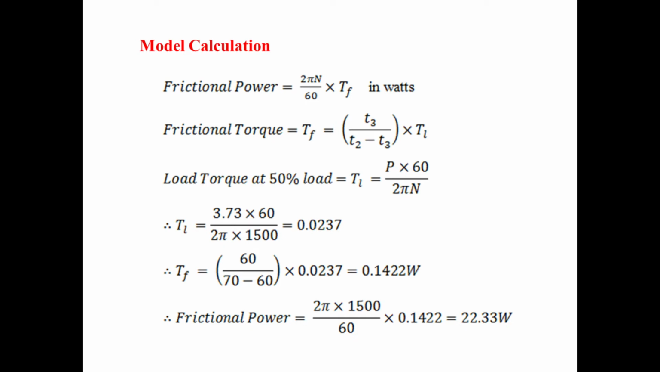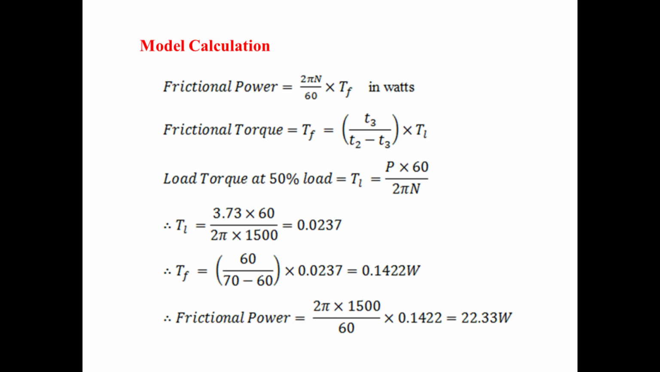The formula for frictional power in the retardation method is 2 pi N by 60 into Tf. Here Tf means frictional torque and it is equal to T3 by (T2 minus T3) into TL. Here T2 and T3 we get from the graph directly, where TL is equal to the load torque at 50% load condition. Therefore TL is equal to P into 60 by 2 pi N.